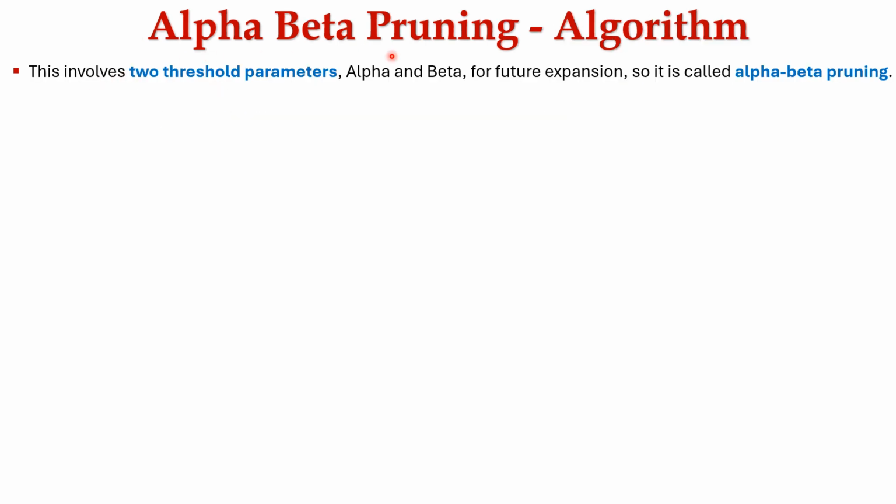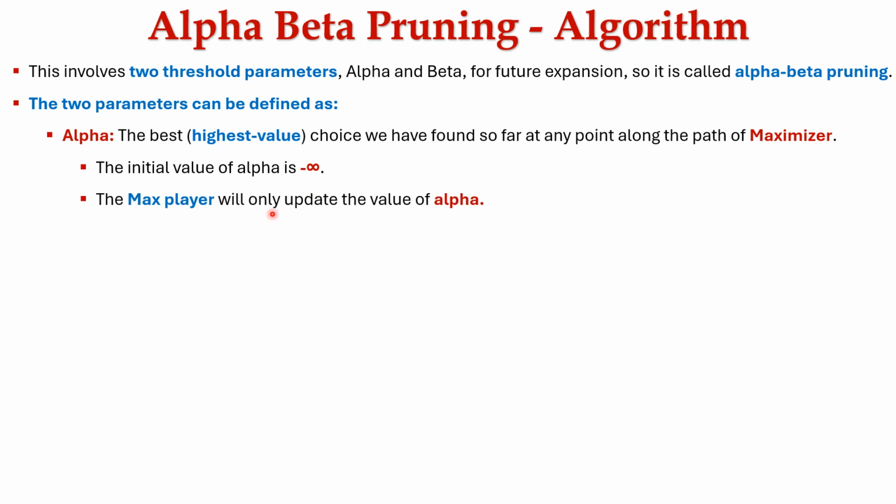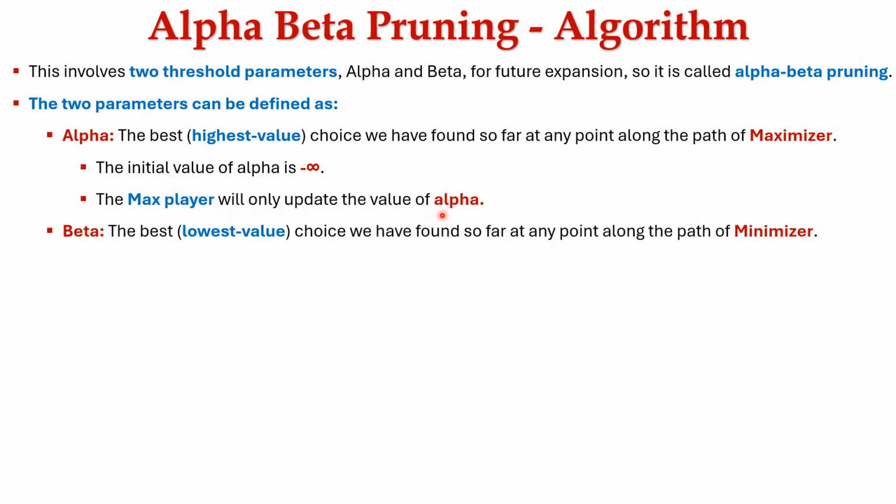Let's break down the alpha beta pruning algorithm. It involves two threshold parameters, namely alpha and beta, for future expansion, so it is called the alpha beta pruning algorithm. The two parameters are defined as follows. Alpha is the best choice, that is the highest value we have found so far at any point along the path of the maximizer. Here the initial value of alpha is always minus infinity. The max player will only update the value of alpha.